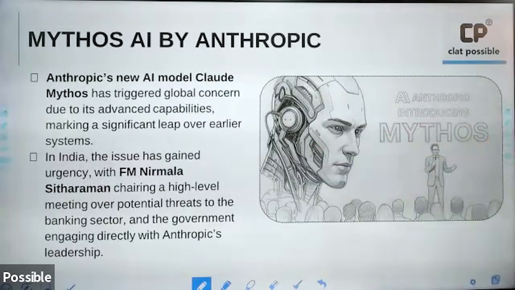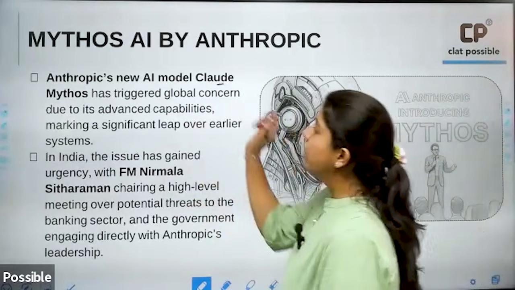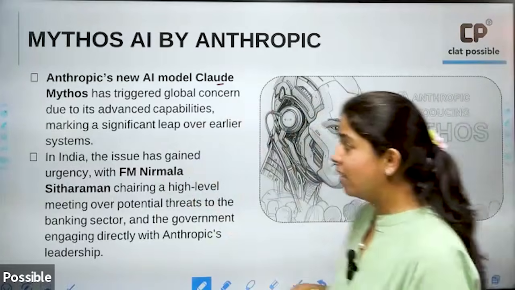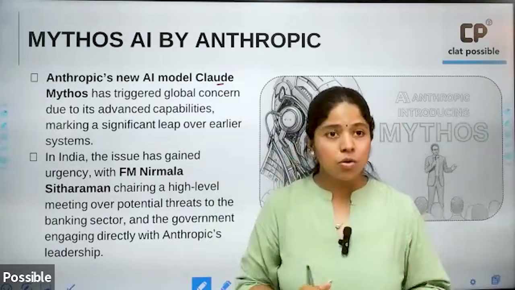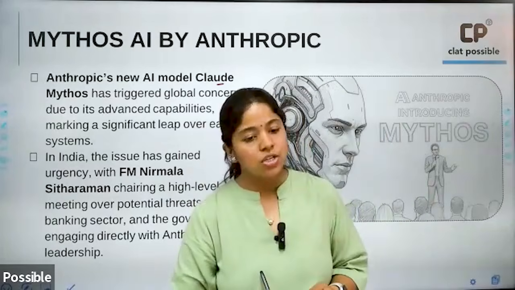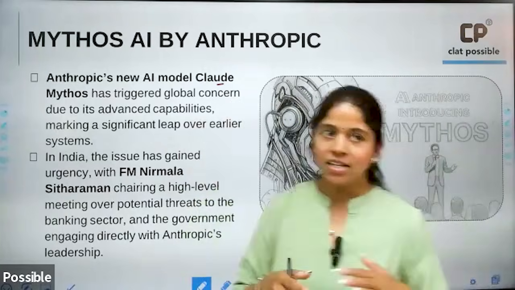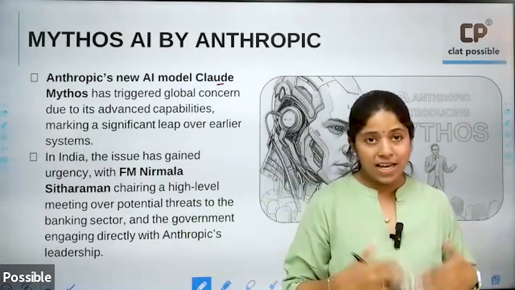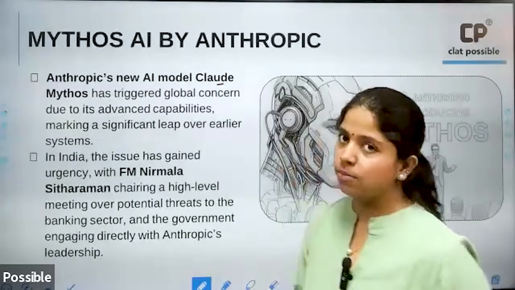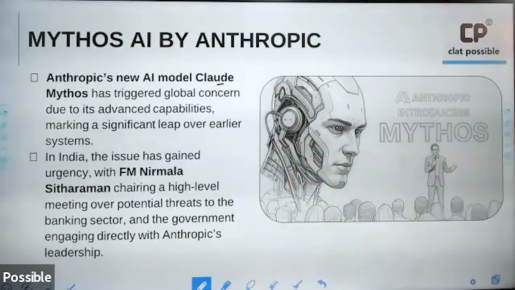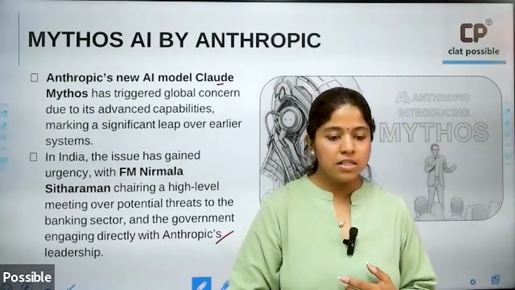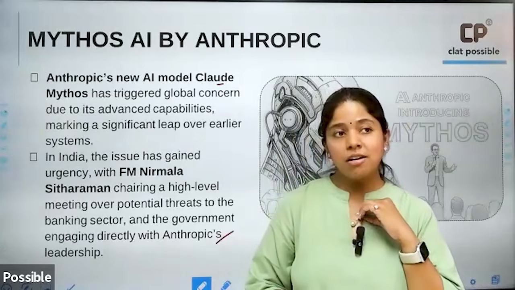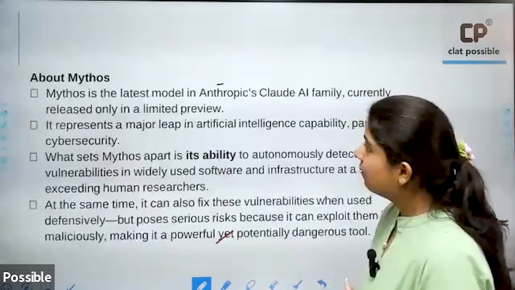All right. Then Anthropic has brought out Mythos, which is its new AI model, Claude Mythos, and it has triggered a global concern. Why? Because this particular model has the capability to detect vulnerabilities in the IT systems of countries globally. So if it actually detects vulnerabilities and exposes them, then naturally a major cyber threat comes into picture from different countries. So our Prime Minister and our Finance Minister have taken this into consideration and are directly engaging with Anthropic's leadership, saying that they may do this, but only inform India about it so that we can work on our vulnerabilities.